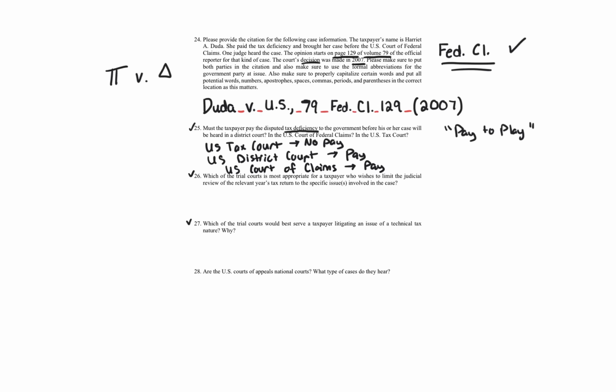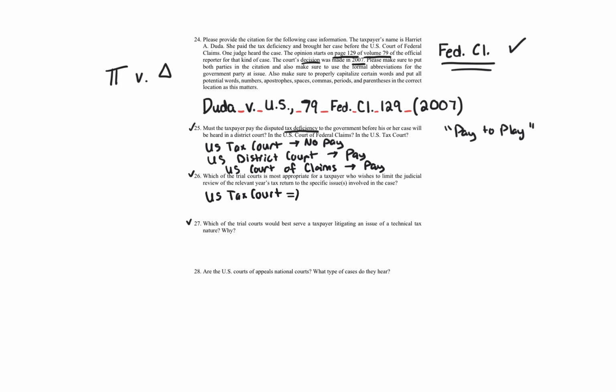Which of the trial courts is the most appropriate for a taxpayer who wishes to limit the judicial review of the relevant year's tax return to the specific issues involved in the case? This is an excellent question. This focuses on one of the disadvantages of the U.S. tax court. This is something that I mentioned in the introduction to judicial sources of tax law, but I didn't really harp on too much. One of the disadvantages of the U.S. tax court is if you bring your claim before the U.S.